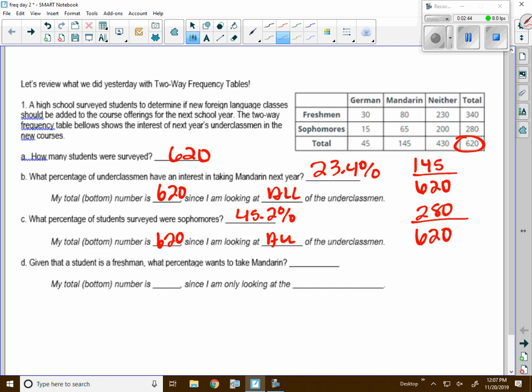All right, the next one's a little bit different because they give us two stipulations here. The first, it says, given that they are a freshman, how many freshmen were evaluated per question? 340. So the total for freshmen is 340. So that goes in the denominator. How many of those freshmen wanted to learn Mandarin? 80. So we'll do 80 over 340, which is, we'll say, 23.5%. And again, it was 340 in our denominator because we were only looking at the total number of freshmen.